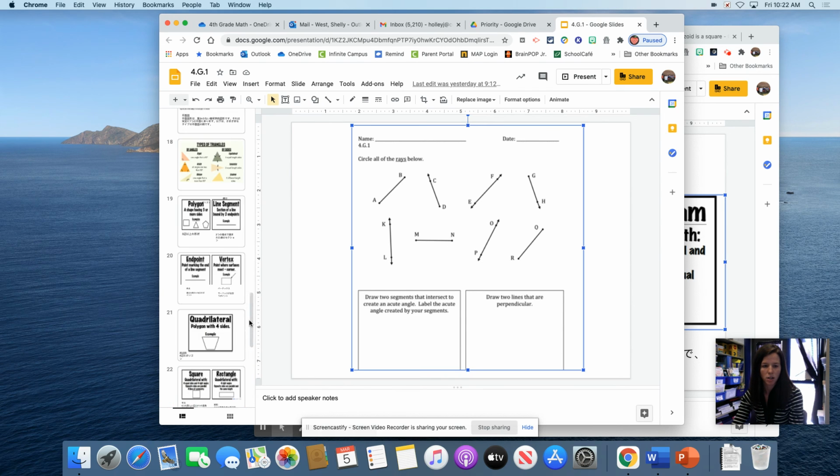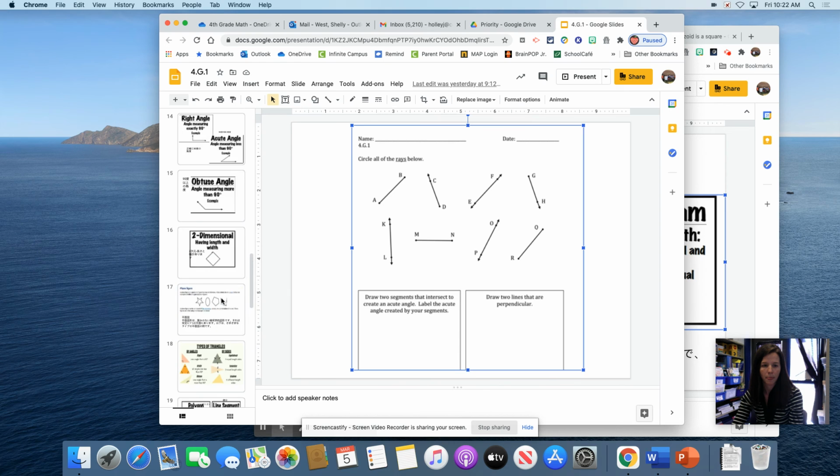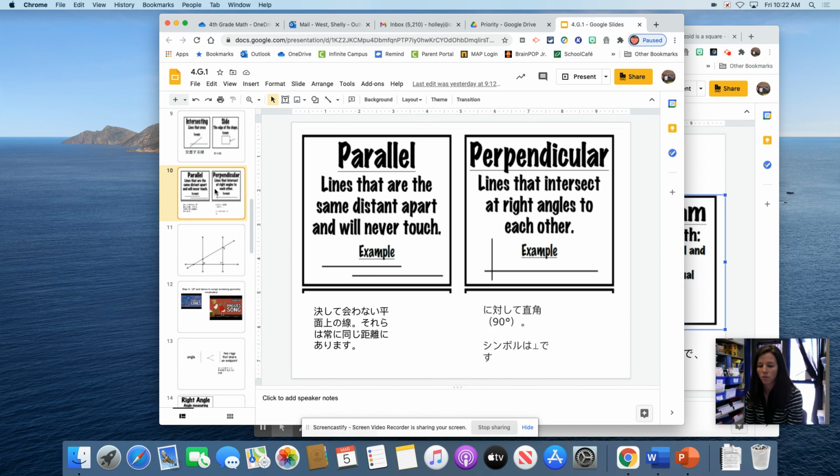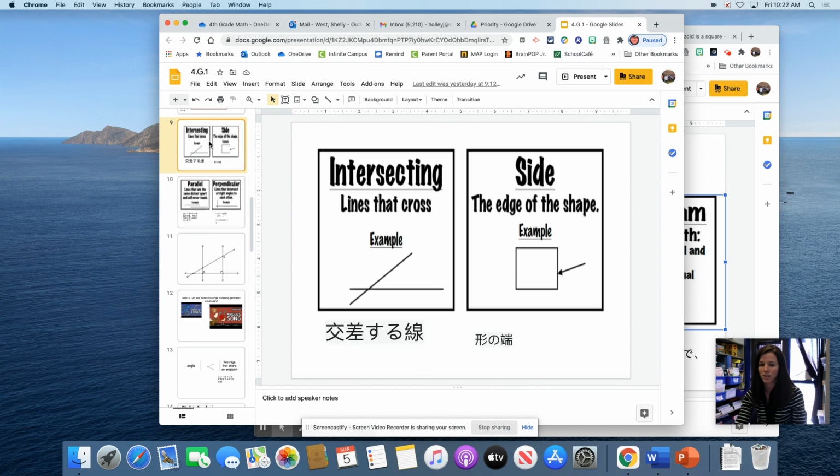And let me make sure. Here we go. I skipped one. So lastly is parallel and perpendicular. Should have been before, but I skipped it. So parallel lines are just lines that are the same distance apart and they will never touch. Perpendicular lines, they intersect and they make a 90-degree angle. Now, if lines intersect, they just cross. So lines could intersect and not be perpendicular at the same time.